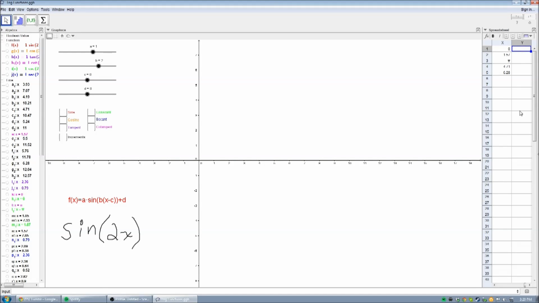Okay, so the sine of 0, 0 times 2 is 0, the sine of 0 is still 0. Pi over 2 times 2 is pi, and the sine of pi is 0. Pi times 2 is 2 pi, the sine of 2 pi is 0. 3 pi over 2 times 2 is 3 pi, and the sine of 3 pi is 0. And 2 pi times 2 is 4 pi, and the sine of 4 pi is 0. This seems to be an issue, because when we list all the points, that looks like it's going to be a straight line. Well, let's see what the graph looks like.